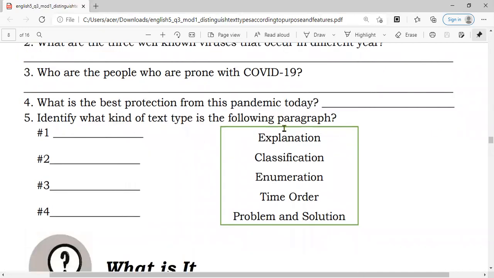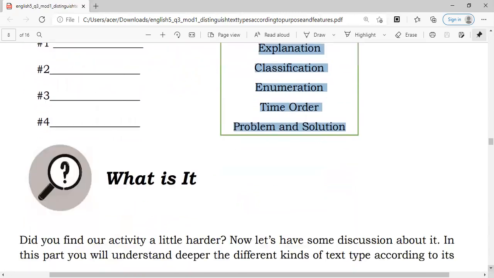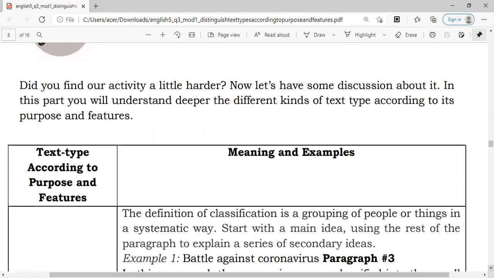So the paragraphs are numbered 1, 2, 3, and 4, and then you will choose here your correct answer. Later on, we will be elaborating all of your answers. So let's see if your answers are correct. Did you find our activity a little harder? Yes, it's a little bit harder because it's our introduction, our first-hand activity for our text type lesson.